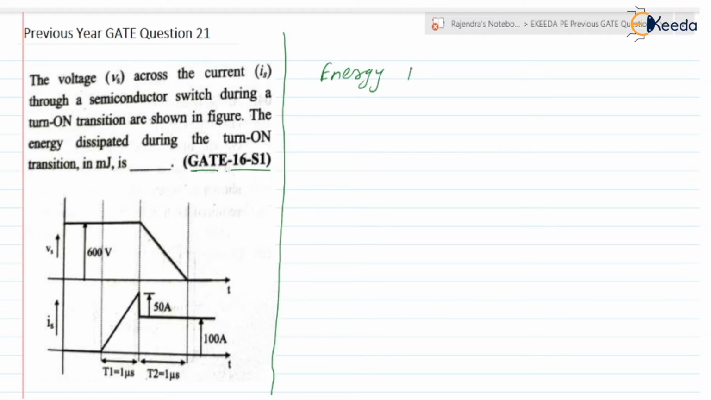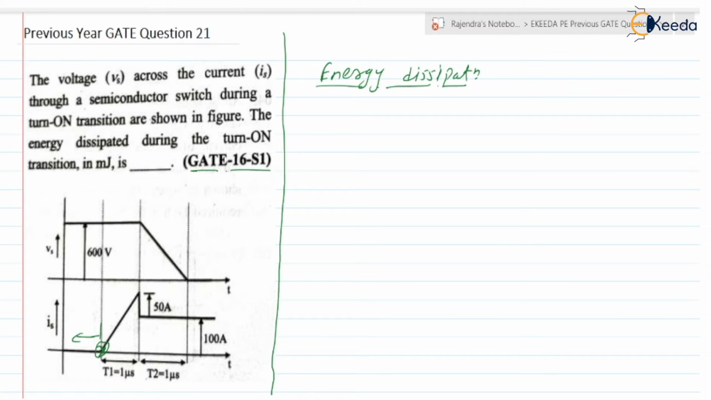energy dissipation. So energy dissipation means what? The power into time. They have asked for the total energy dissipation, so it is the power into time that we need to find. If you check before t1, during this instant, the current is 0 and the voltage is non-zero, so power will be 0, and therefore energy will be 0.